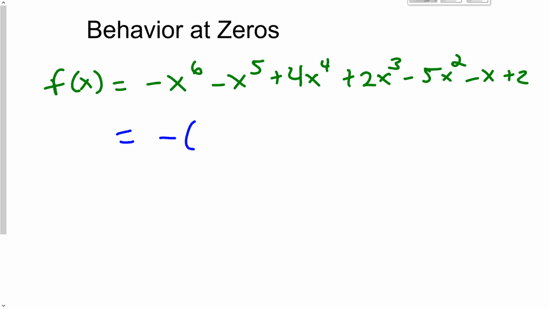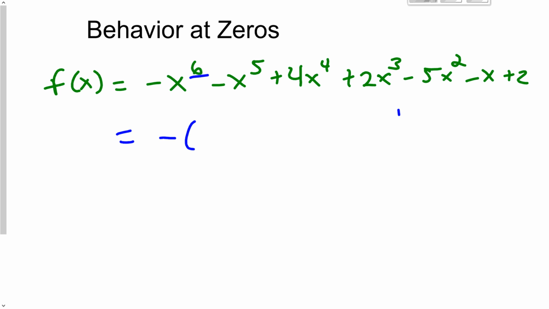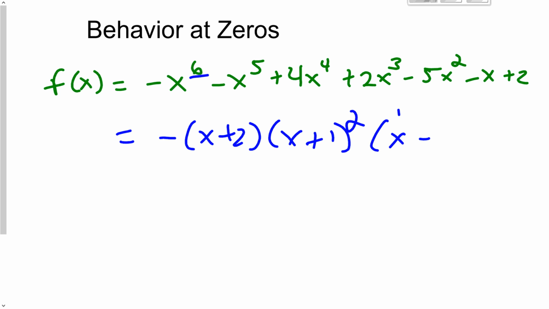That's going to make this face down, and as it's an even number, we know it's going to face down on both ends and look something like this, because it's to the 6th. But it's going to do some different things at these x-intercepts. If we found those x-intercepts and factored it, it would factor to negative times the quantity x plus 2, and x plus 1 quantity squared, and x minus 1 cubed.